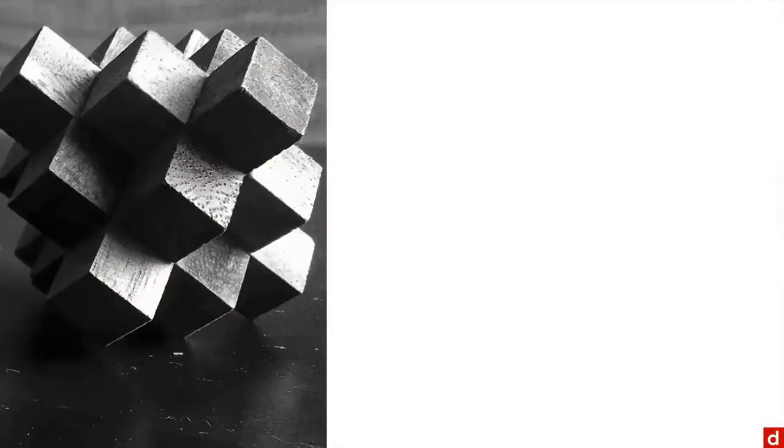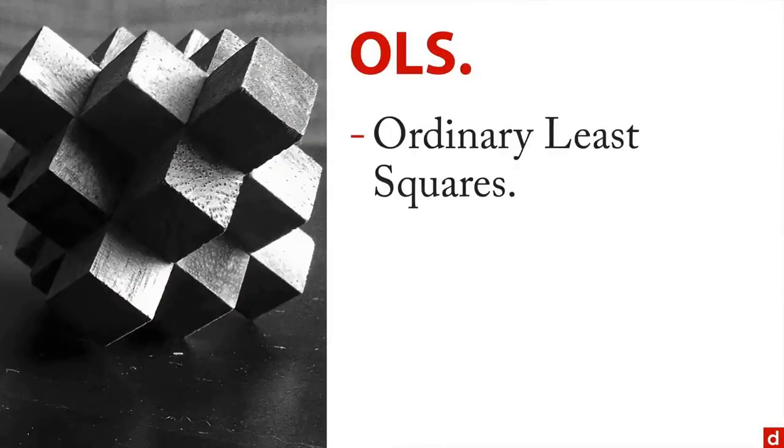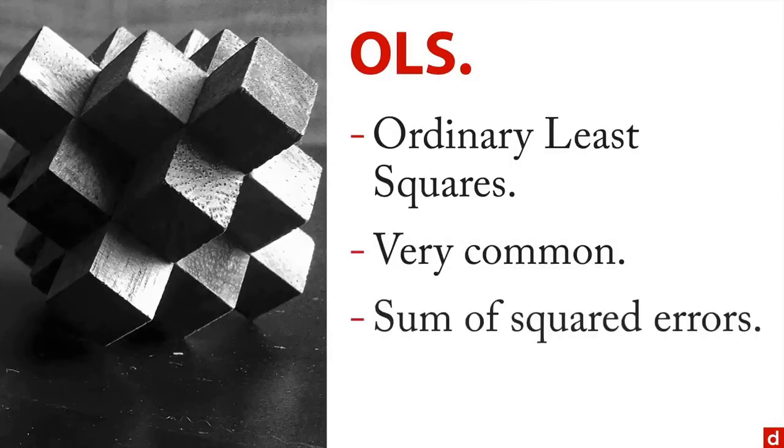Now, we'll begin with the most common. This is actually called OLS, which is short for ordinary least squares. This is a very common approach. It's used in a lot of statistics, and it's based on what's called the sum of squared errors. And it's characterized by an acronym called BLUE, which stands for Best Linear Unbiased Estimator.